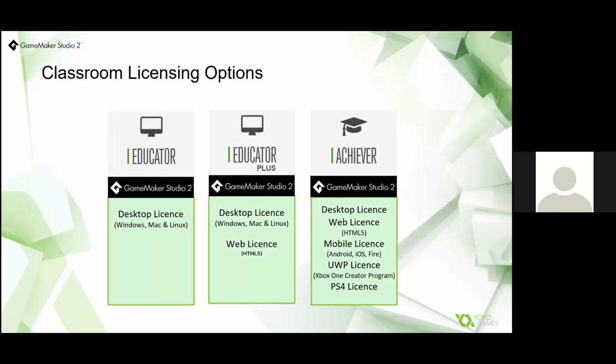We have 3 types of licenses available, and these can be purchased through Studica. First of all, there's the Educator license, which provides access to the desktop export, which is Windows, Mac, and Linux. The Educator Plus, which provides access to desktop and web exports, and Achiever, which gives you access to desktop, web, mobile, UWP, and more recently, PlayStation 4. There are 1- and 2-year options available. The seats are concurrent use licenses, so they can be used for multiple classes.